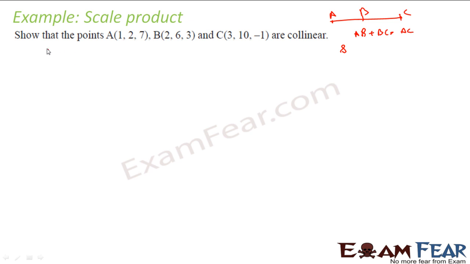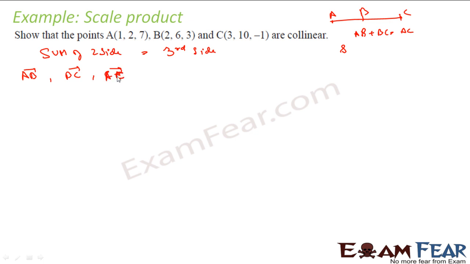That means the sum of two sides is equal to the third side. If this is true, that means these three points are collinear. Correct? So let's find the vector AB, vector BC and vector CA. Correct? AB, BC and AC.